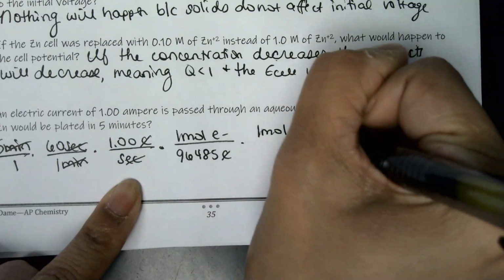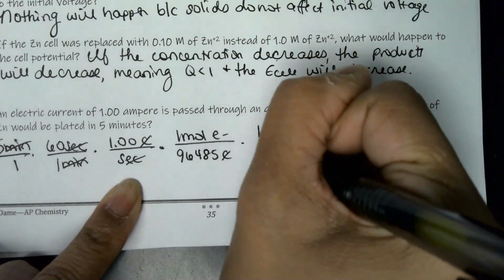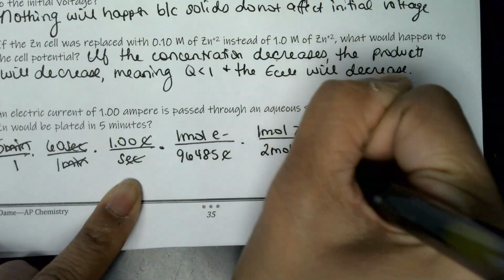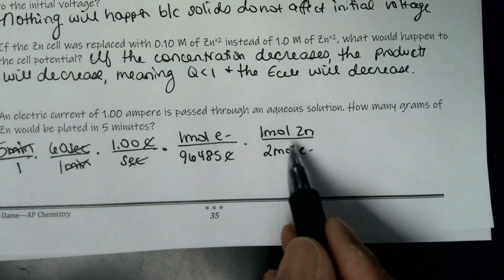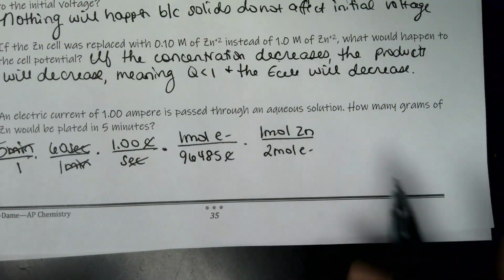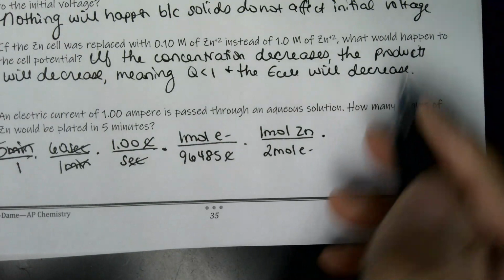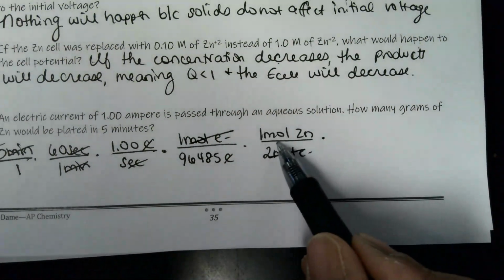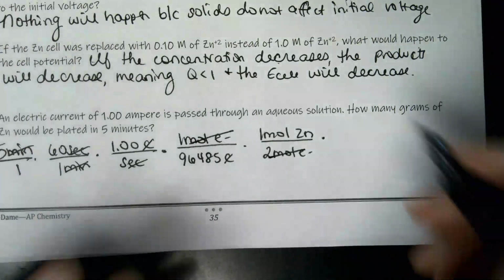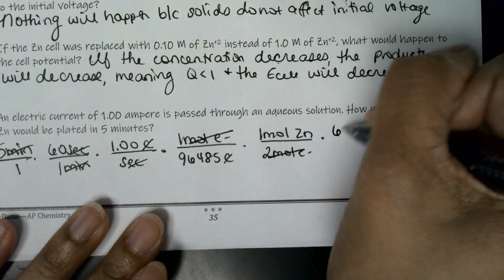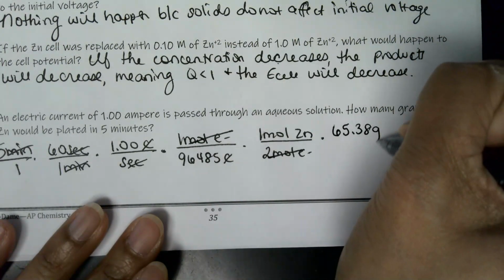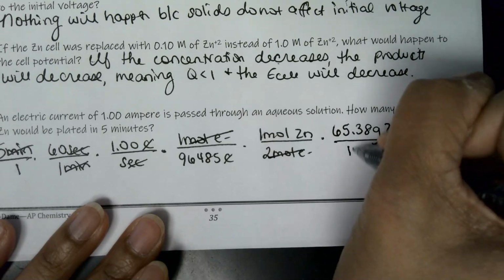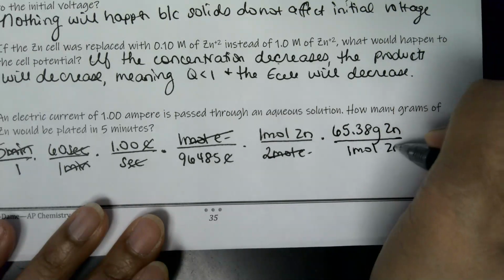I have a mole of zinc for every 2 moles of electrons. So essentially 2 moles of electrons are being produced for every 1 mole of zinc. And I can easily get us from moles over to grams by using zinc's molar mass. So I have 65.38 grams of zinc for every 1 mole of zinc.